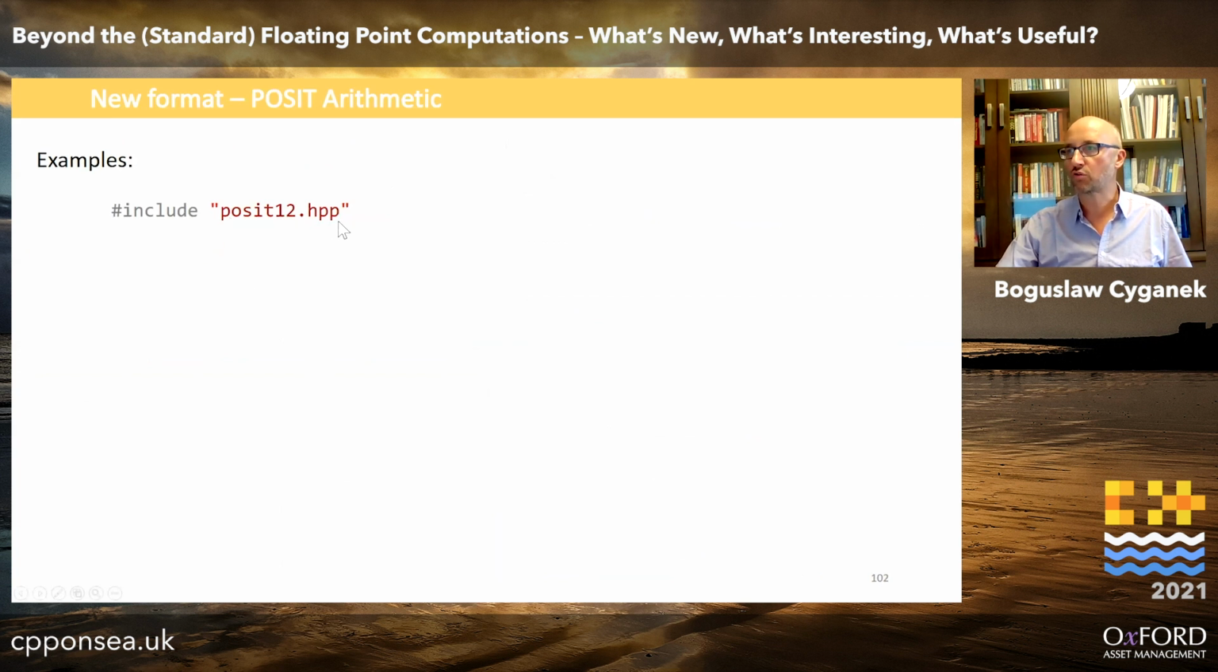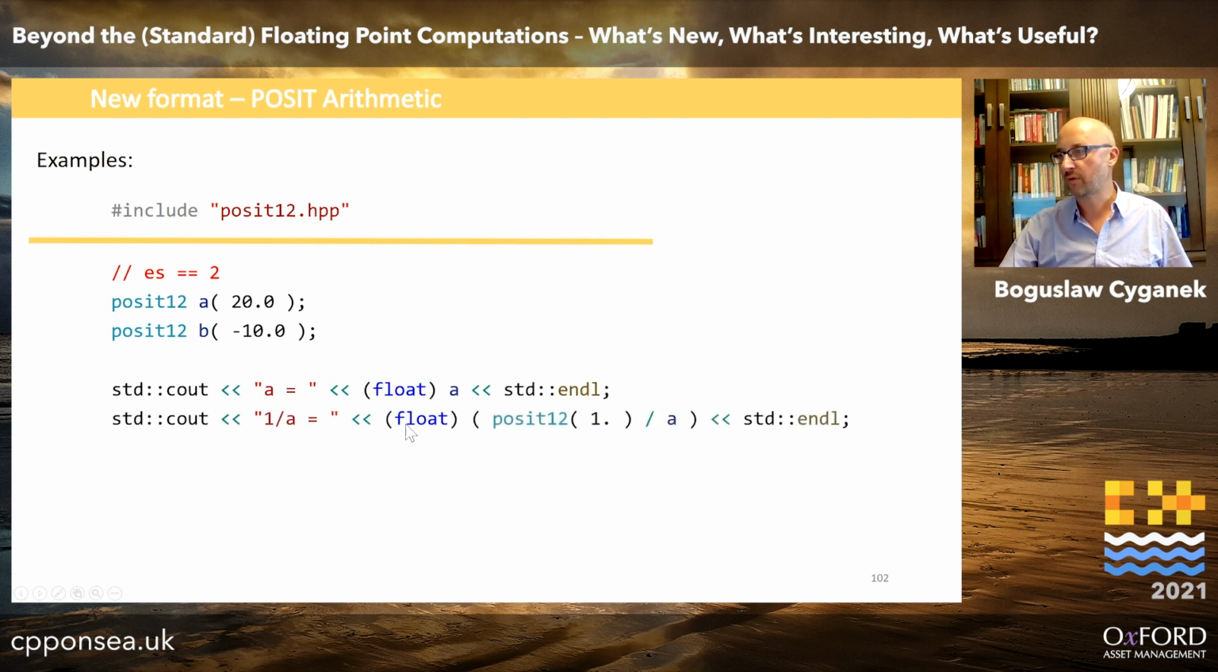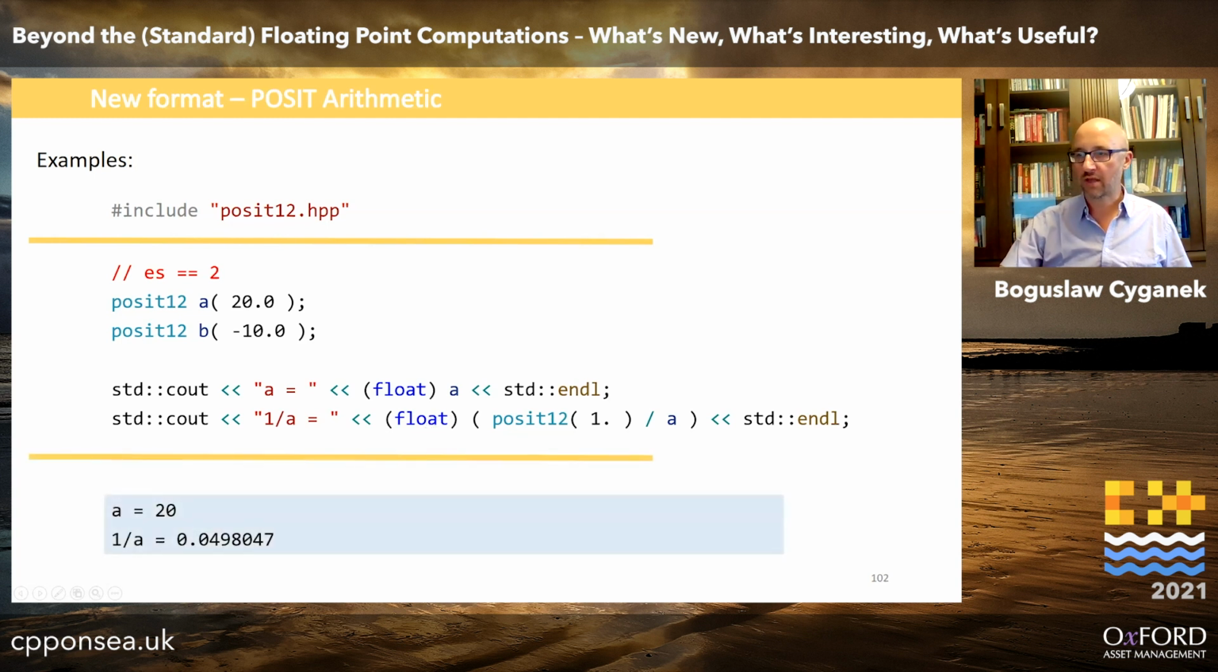We need to #include POSIT 12 in this case and see some examples. So we create POSITs, number of exponent bits is 2. We create one value 20, 1 minus 10, and to display them, we need to cast them to float, for example, or we can just compute the reciprocal as well, casting to float. And the values are like this. So we see this is not 0.5, but 0.049.